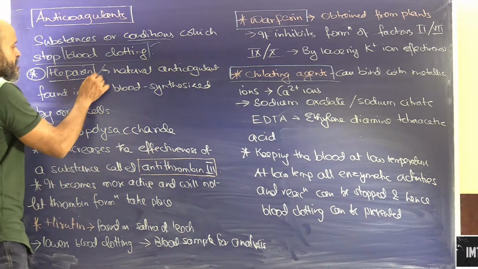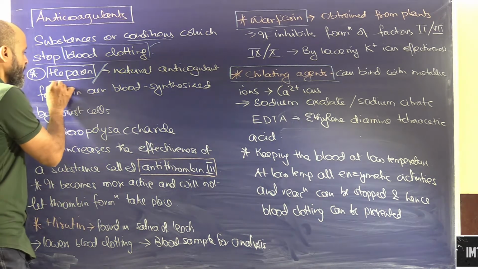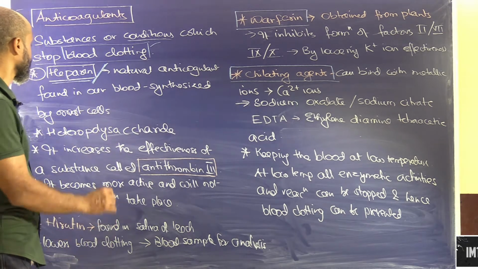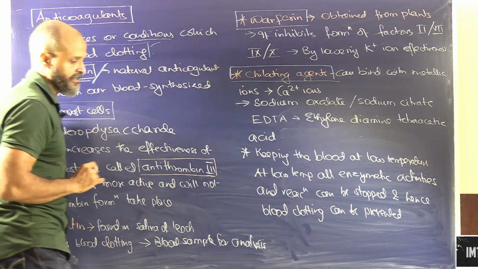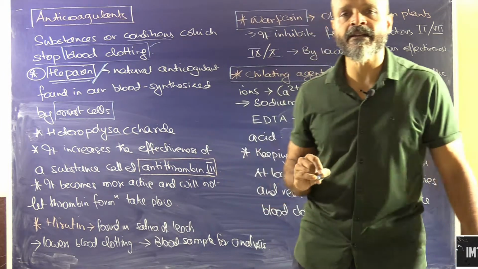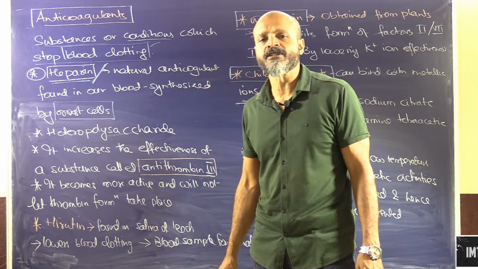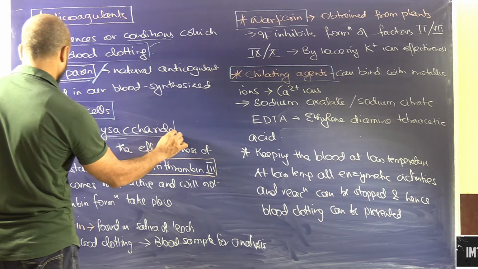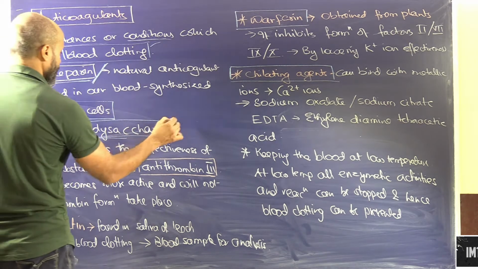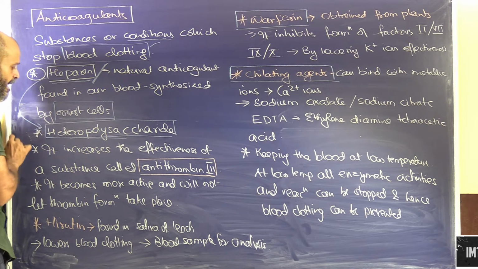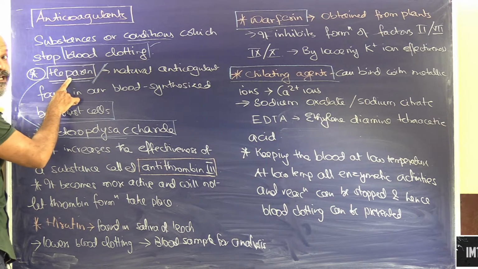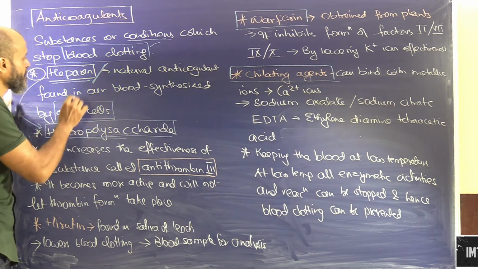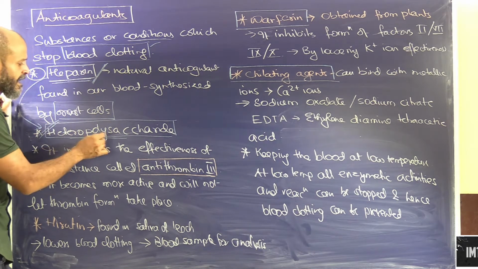So there is one thing which is naturally present in our body, and that is heparin. Heparin is a natural anticoagulant found in our blood, synthesized by mast cells. So mast cells basically synthesize heparin, and this is a natural anticoagulant that is formed in our blood. Heparin is a kind of heteropolysaccharide. We will see some external agents as well, but this is found naturally in our blood.